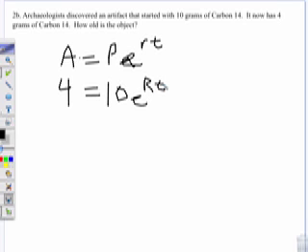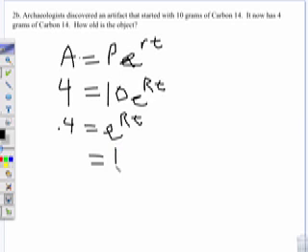E, we figured out our R from before. We don't know the time. Okay, so we're going to get the E to the RT part by itself by dividing the size by 10. Giving us 0.4 equals E to the RT power. Alright, so then we have E to the RT.